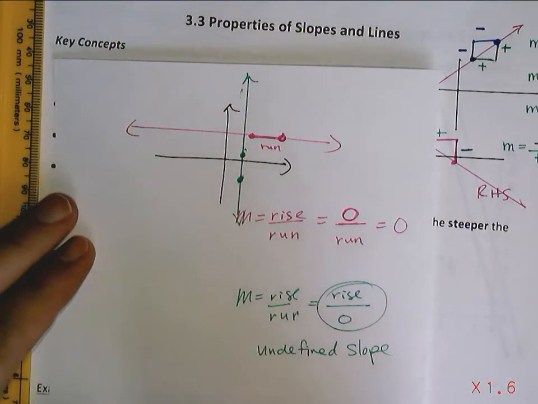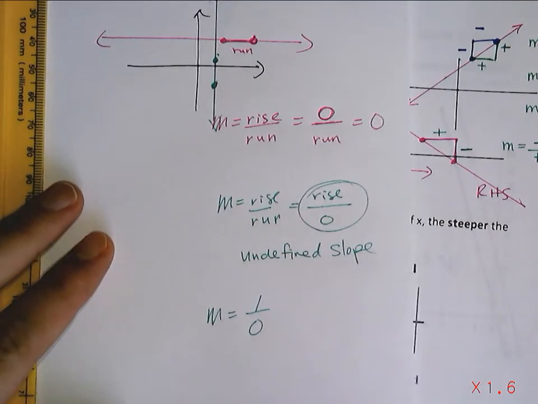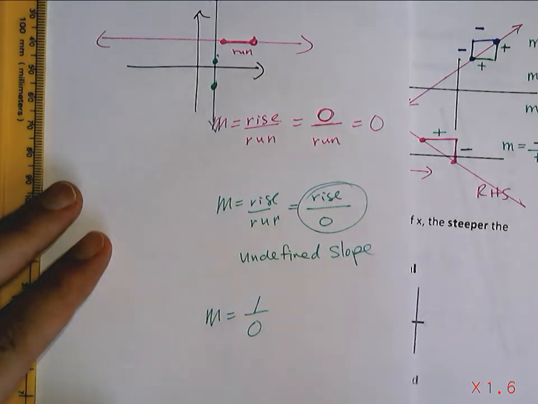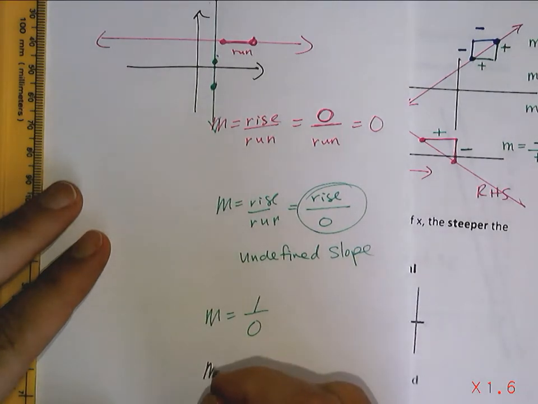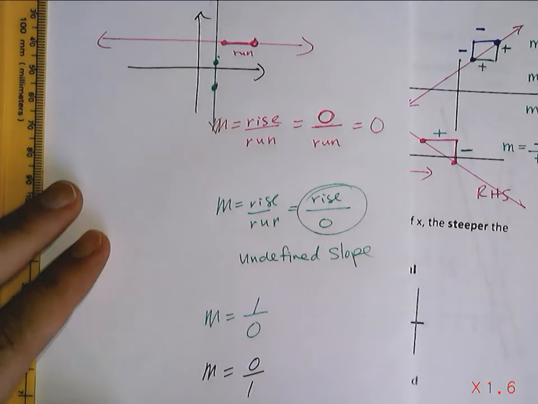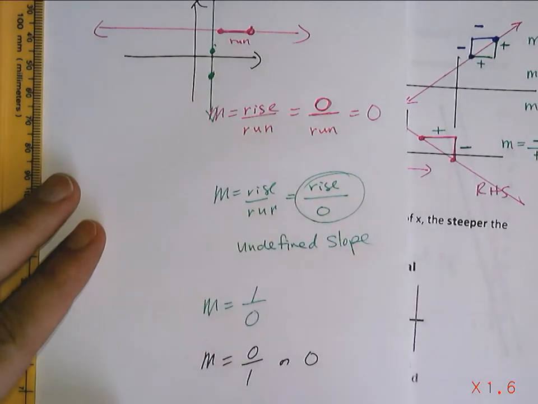And sometimes what we'll see is we'll say that could represent a vertical slope, 1 over 0. But that's not really a number. And for a horizontal slope, we would say 0 over 1, or just simply 0.